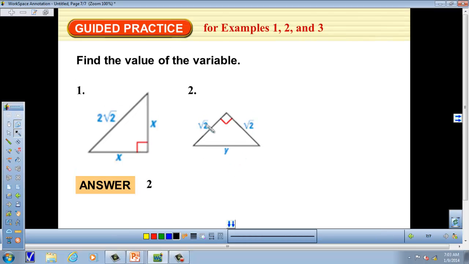Here we have rad 2 here, and this is y. So this, remember, it's x here, and x rad 2 here. So we take this value times rad 2, so it would be rad 2 times rad 2, and rad 2 times rad 2 gives me 2.